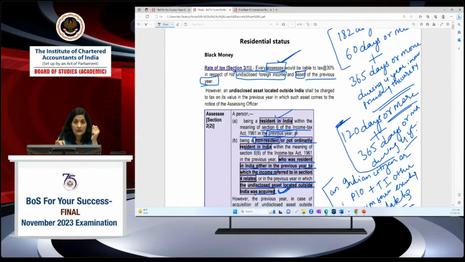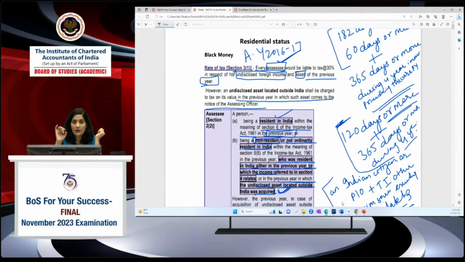Undisclosed asset, you know that it is taxable in the year in which it comes to the notice of the assessing officer. Undisclosed asset is charged to tax in the previous year in which such asset comes to the notice of the assessing officer. And in case of income, in the previous year for which it relates to. ठीक है. अब यहाँ पे डाउट क्या आता है? What is the doubt? What is the thing which you can go wrong? That this black money law itself comes with effect from assessment year 16-17.